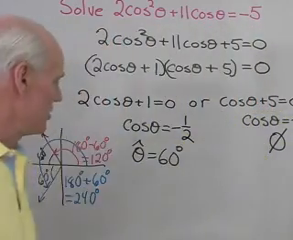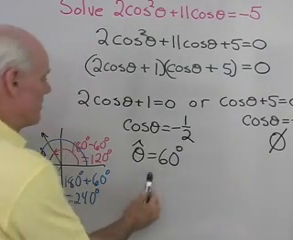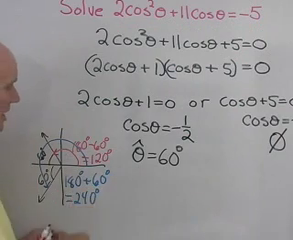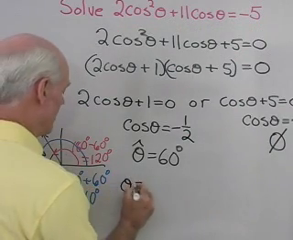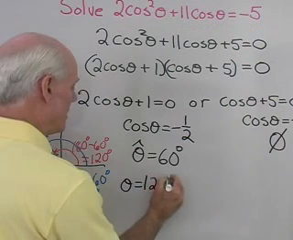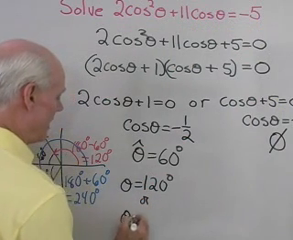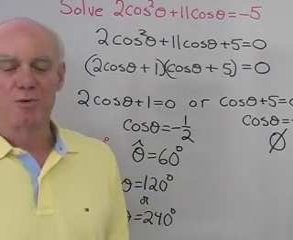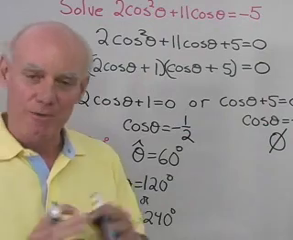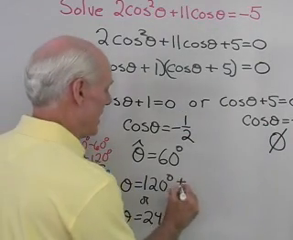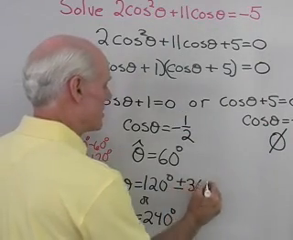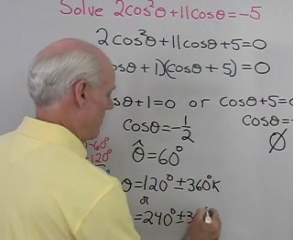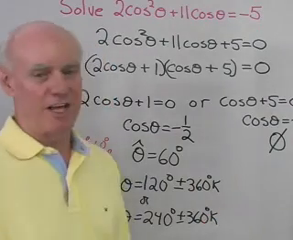So what about my solutions? Well, if the reference angle is 60 degrees, cosine is negative in quadrants 2 and 3. I get these two angles right here. Theta is equal to 120 degrees, or theta is equal to 240 degrees. Those are all my solutions between 0 and 360 degrees. If I want all solutions, then I simply add on plus or minus 360 degrees times k. And that gives me all solutions to that equation.